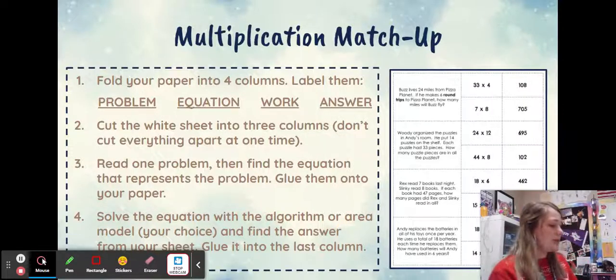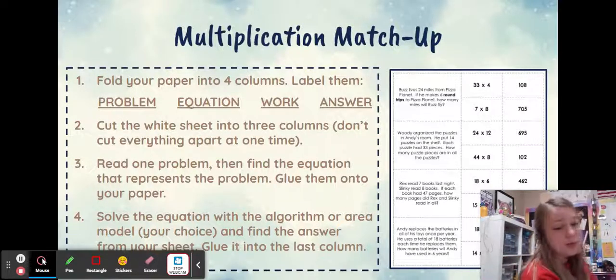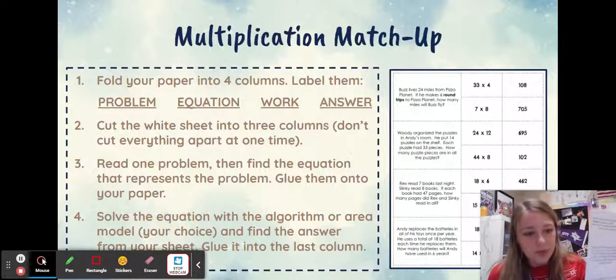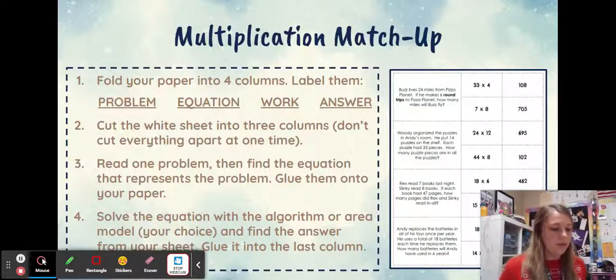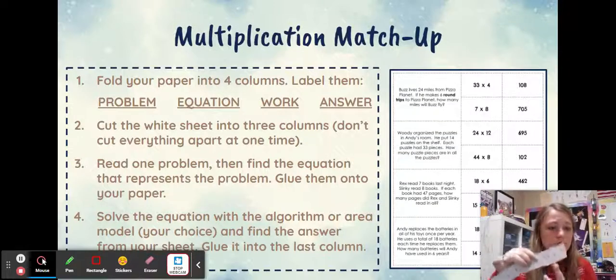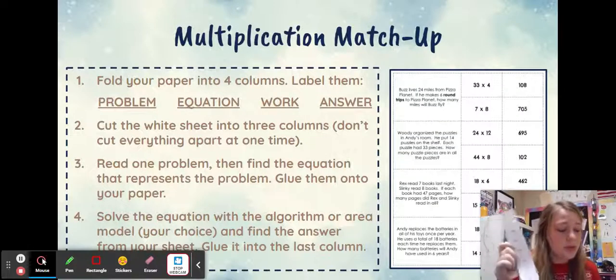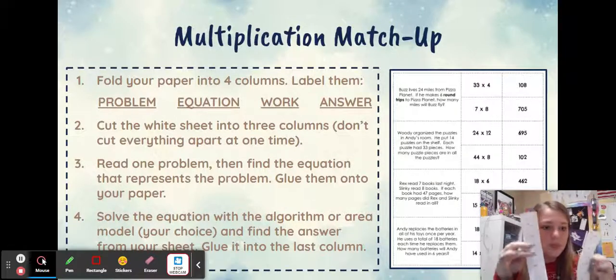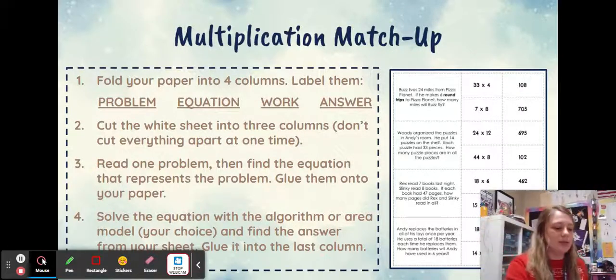Then you're going to take your white paper and cut it into strips. You're going to cut it in 3 columns. What that means is you're going to cut all of the word problems together, cut all of the equations together, and cut all of the answer choices together. Don't just start by cutting these into itty bitty pieces. You're not going to use all of these, and they're tiny pieces, so I don't want you to lose them.